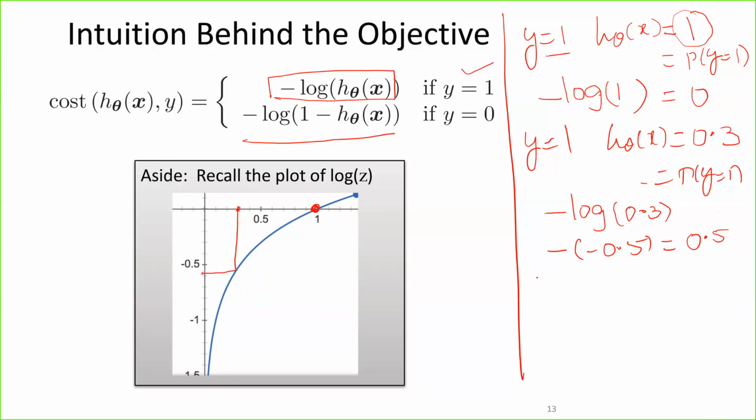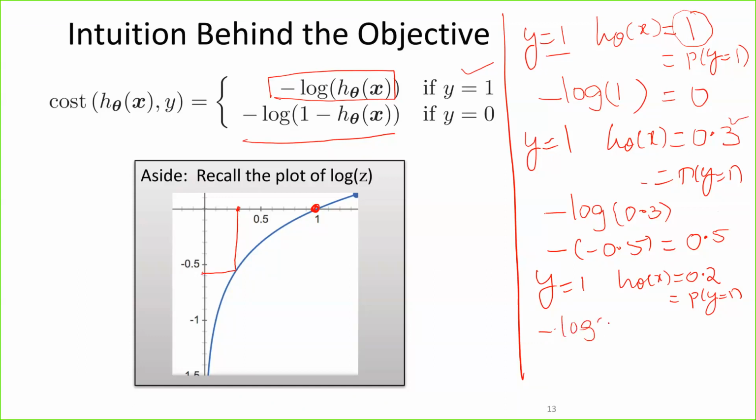Okay, one more example. y equals 1 and h theta of x is 0.2. Is the prediction right or wrong? Wrong. The actual value is 1 and the prediction says I'm only 20% confident that it belongs to class 1. It means it is deviating even more compared to the previous case. Am I right? Yes. Earlier it said at least 30% confident, now only 20% confident. It is deviating even more, so you need to add even more penalty.